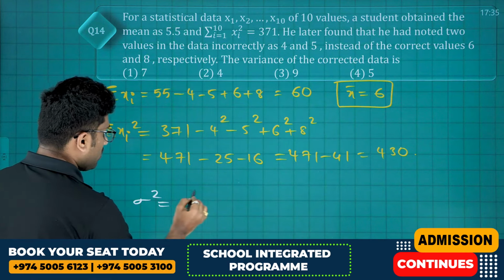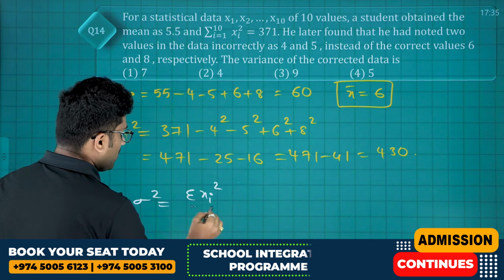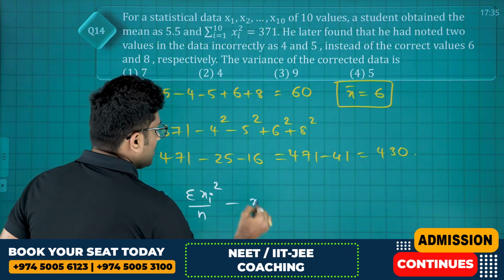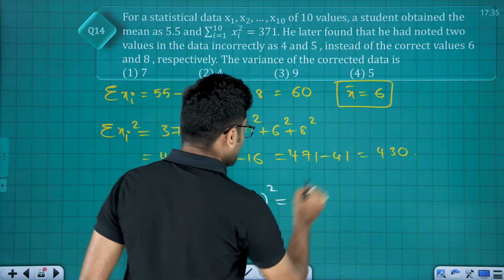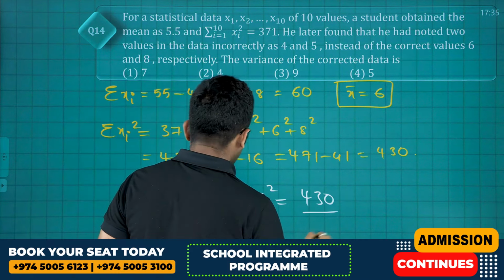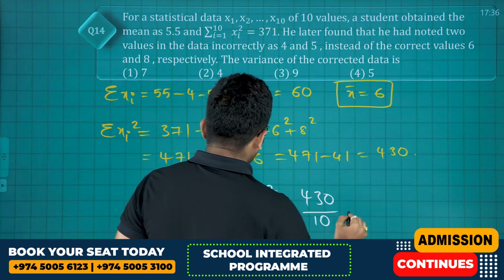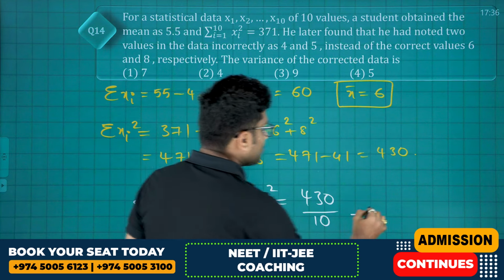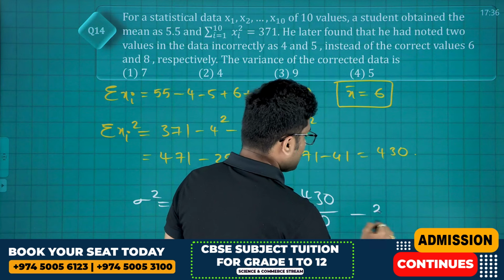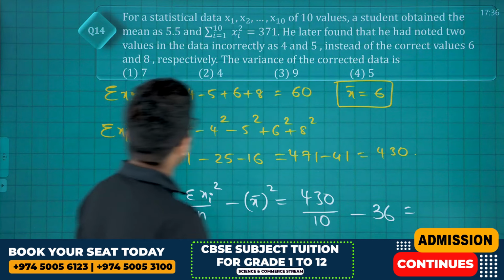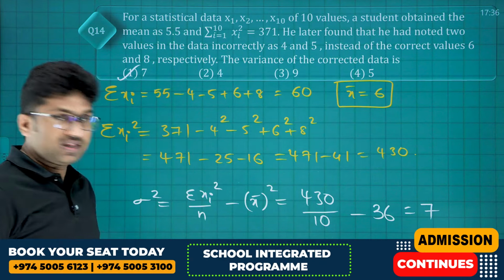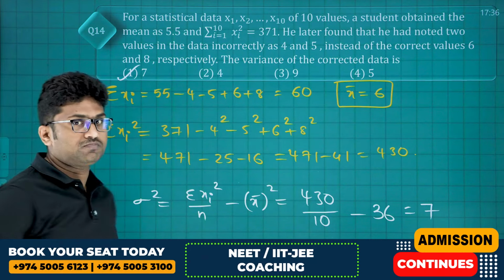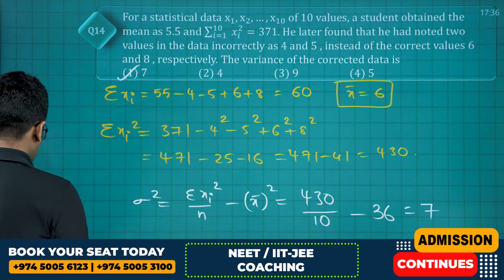Variance. Sigma square is equal to sigma xi square divided by n minus x bar whole square. So sigma xi square is 430 divided by n, which is 10, minus x bar, x bar is 6, square. 6 square is 36. So 43 minus 36, which is equal to 7, friends. Directly the answer is 7. Simple question, a very simple question from statistics.